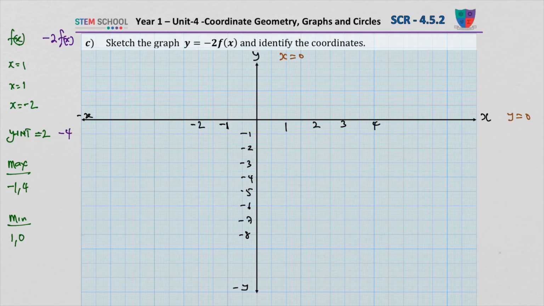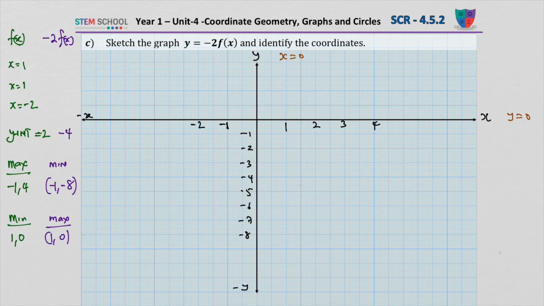So the intercept will be minus 4 there. The maximum will change because 4 times minus 2 is minus 8. So you're going to get minus 1, minus 8. The maximum will become the minimum because we're flipping this graph. And the minimum will become the maximum. And that one here will still be the same, 1, 0.